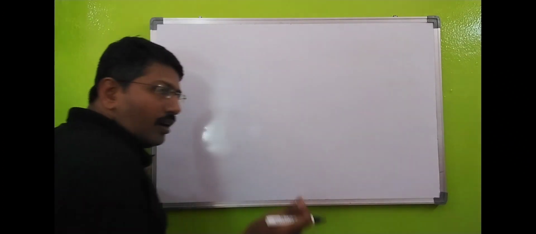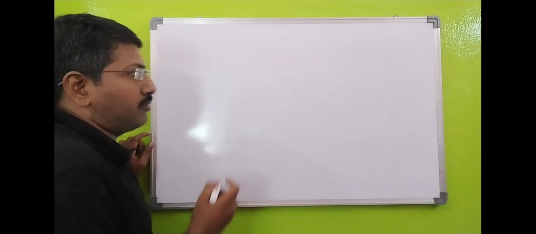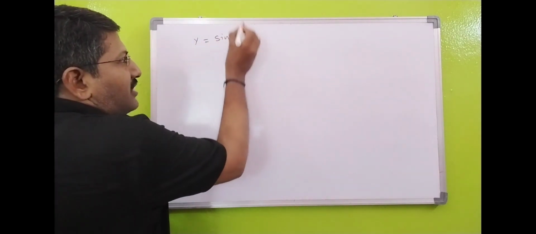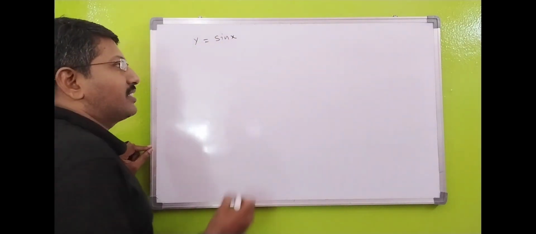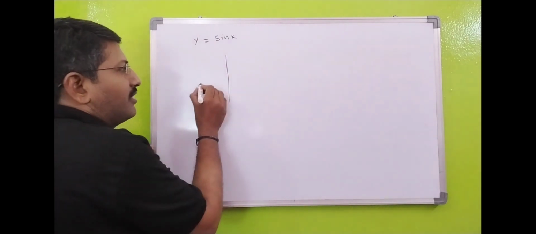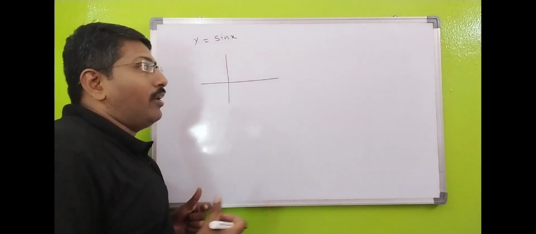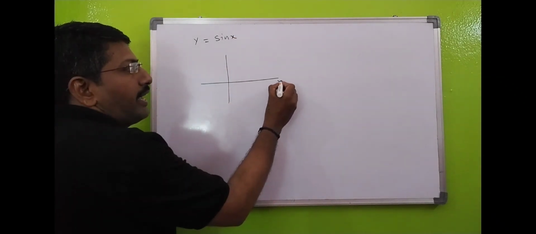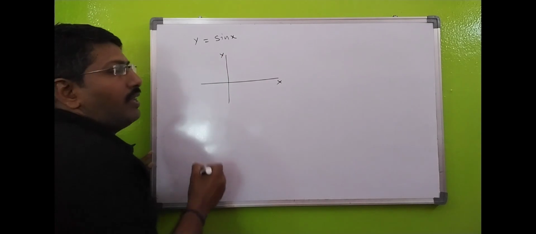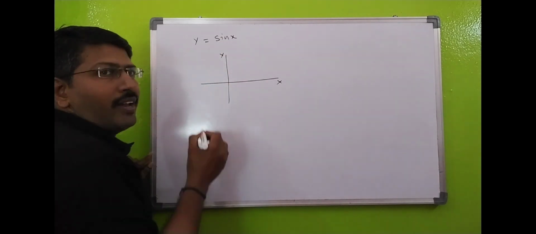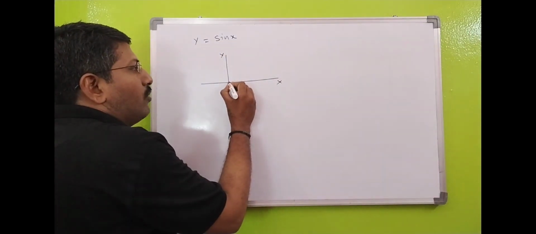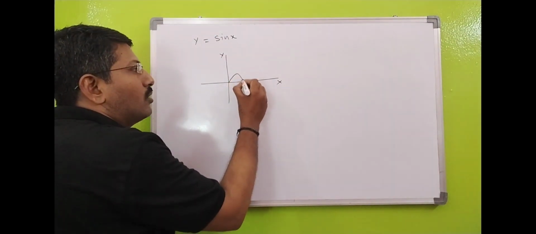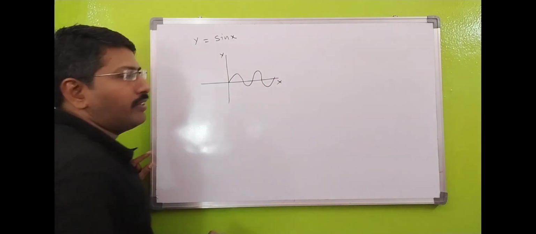Now, very important graphs. y = sin x. See here, how to draw y = sin x? For example, x = 0. I take x on the x-axis and y here. Next, for the x value x = 0, you will get the start here. x = 90, so that means the nature of the graph is represented like this only.